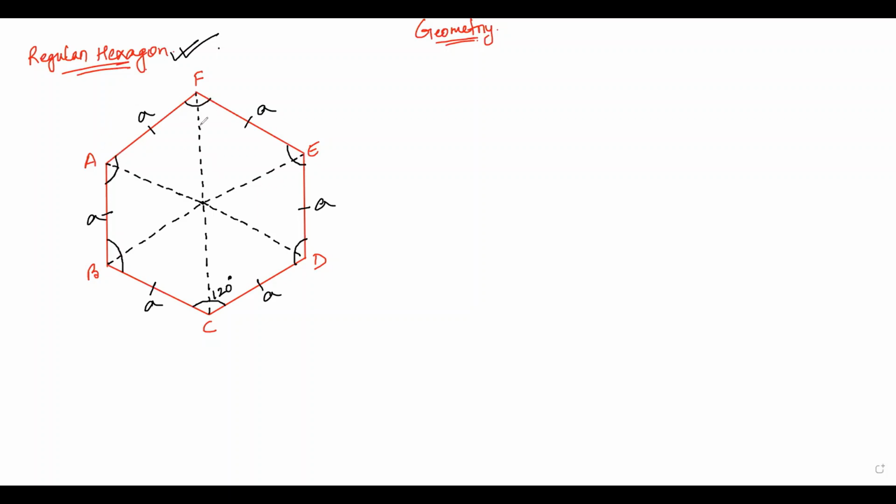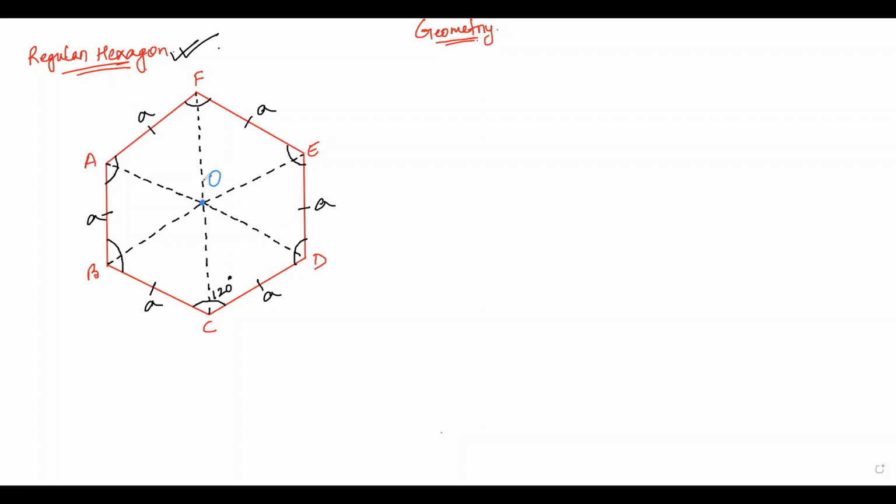To find the area of this regular hexagon, I have divided this hexagon into 6 congruent triangles by joining the vertices C and F to form the diagonal CF, by joining the vertices B and E to form the diagonal BE, and by joining the vertices A and D to form the diagonal AD. All these diagonals meet at a point which is the center of the hexagon. Let us denote this point by O.